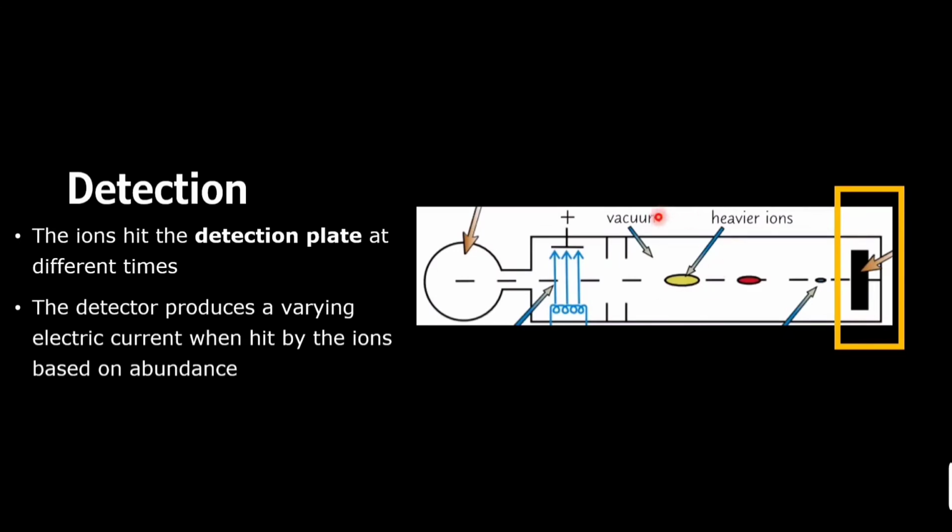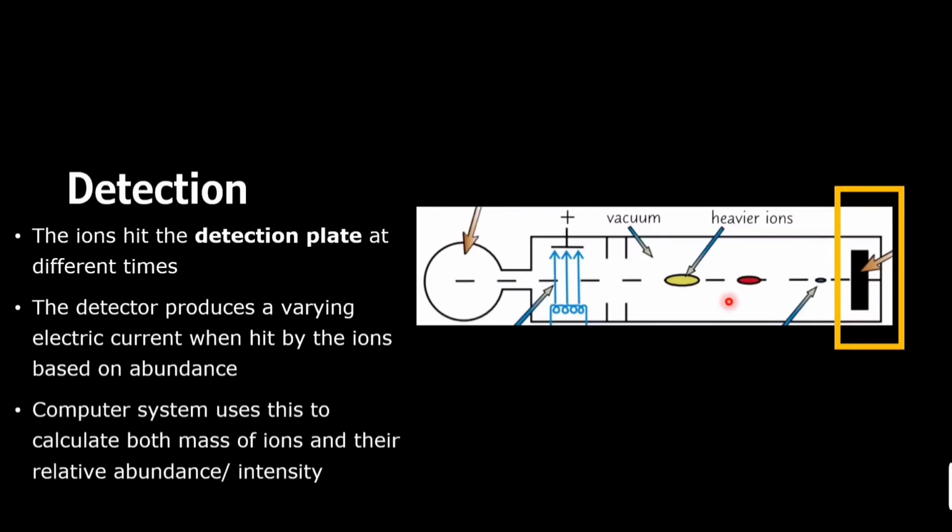So if there are more heavier ions, then a larger electric current will be produced when this larger number of heavy ions hit the detection plate than a smaller number of lighter ions. If our light ions have a smaller number, a smaller abundance, it will produce a smaller electric current. And this computer system uses this to calculate both the mass of the ions and their relative abundance or intensity.